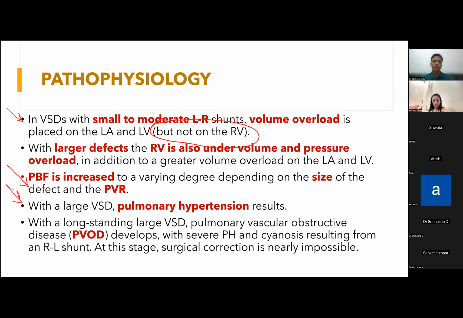And this severe PH, if the VSD has not been treated, will cause changes in the pulmonary vascular bed, and later on it becomes pulmonary vascular obstructive disease, and then an irreversible shunt, causing right to left shunt, reversal of the shunt. Eisenmenger syndrome can happen in this kind of patient also.